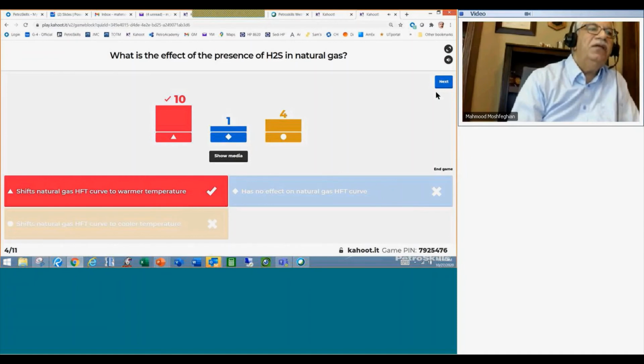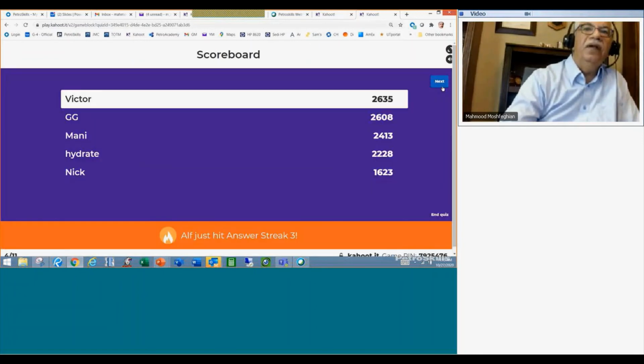So H2S shifts the hydrate curve to the warmer temperature, which is to the right. In addition to H2S, propane and IC4 do the same thing as well. But CO2, nitrogen, and normal butane shift the hydrate curve to the left. In a way, they inhibit hydrate formation of natural gas. Victor is still on top. Good job. Followed by Gigi, Mani, and Nushi.